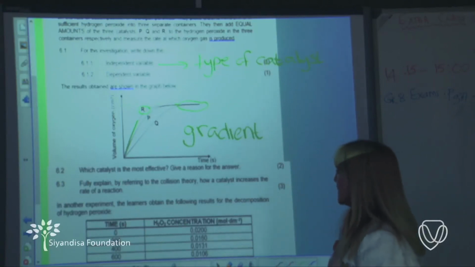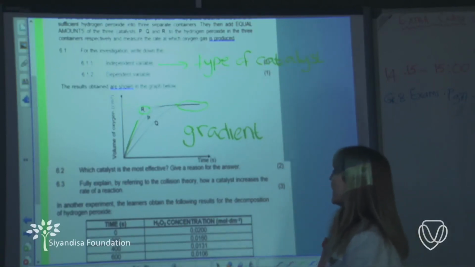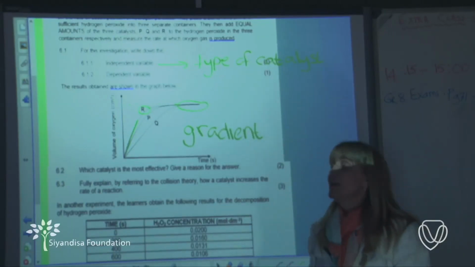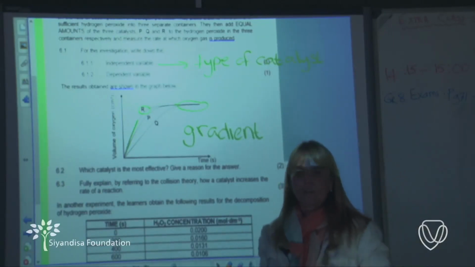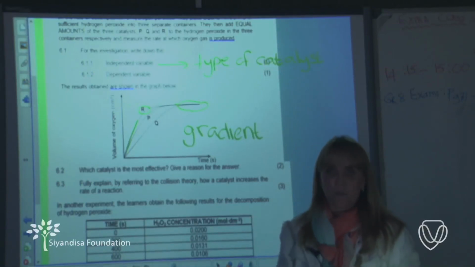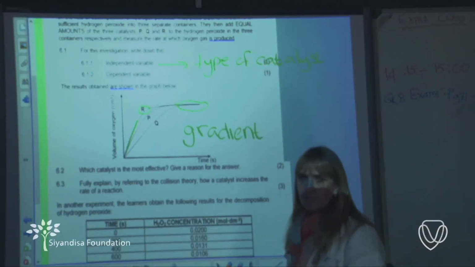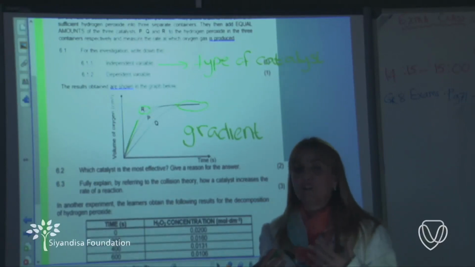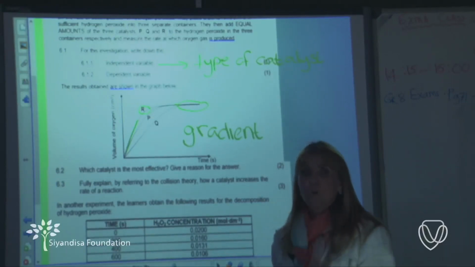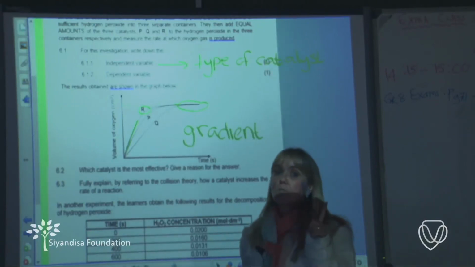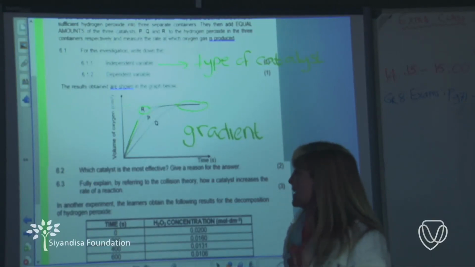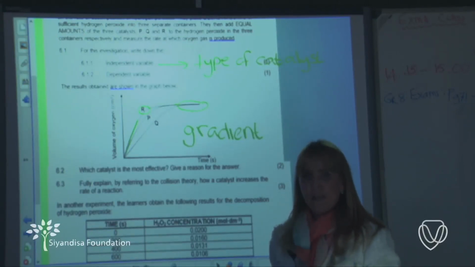6.3, fully explained by referring to the collision theory, how a catalyst increases the rate of a chemical reaction. So now we go back to that theory that we spoke about, the little recipe that we spoke about. What does a catalyst do? You first say that a catalyst provides an alternative pathway of lower activation energy. Therefore, there will be more effective collisions per unit time, and therefore the reaction rate will increase.